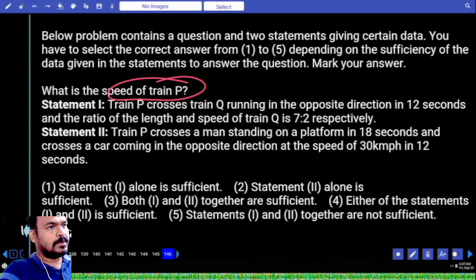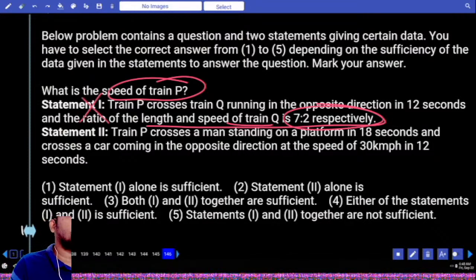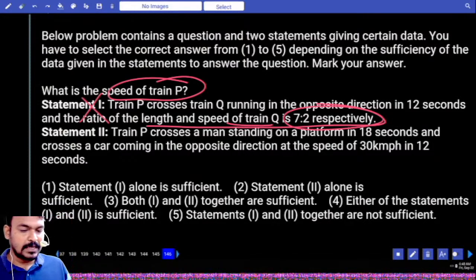Already the speed of the train P is unknown and the length of the train P is also unknown. Okay. Again, the length and speed of the train Q are in which ratio? 7:2. Again, two unknowns. Then is one alone sufficient or not sufficient? Not sufficient. What is the second statement?